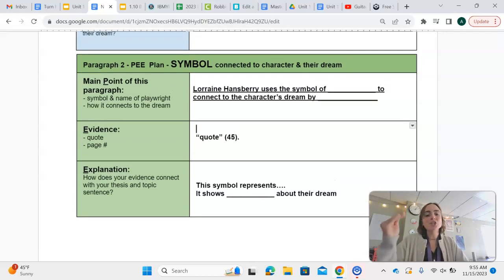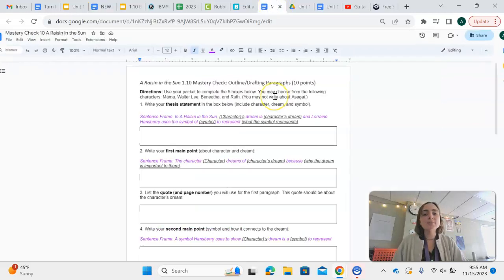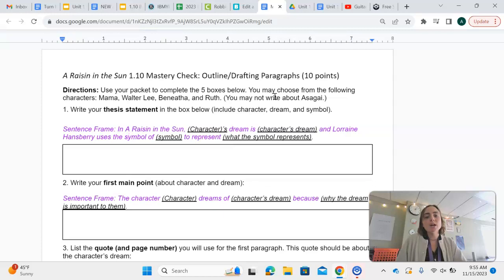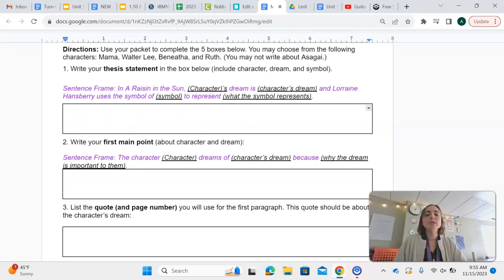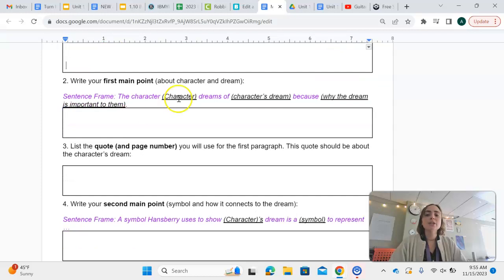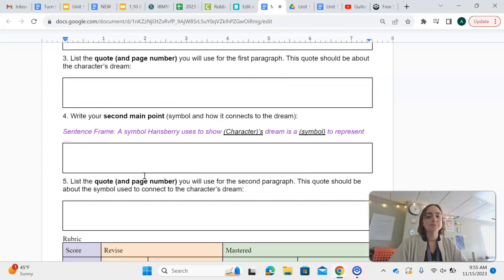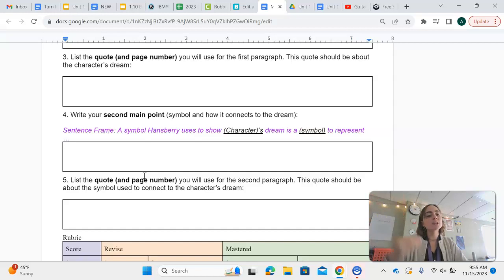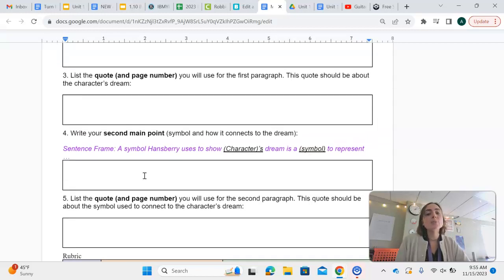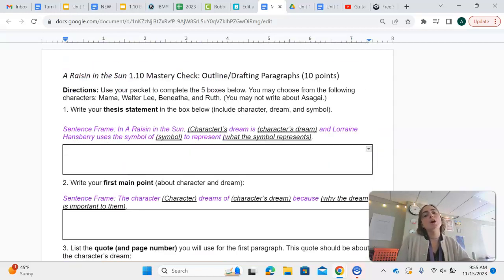So after you've done the should do, which is outlining your paragraphs, I want you to go ahead and work on the 1.10 mastery check. This is on Schoology. It's a Google Doc that you'll be filling out. You're going to be typing up your thesis statement, your main points, and your quotes. So this mastery check is really to make sure that you are on the right track with your summative, that you have a solid, strong thesis statement, you have great evidence to support your points, and I'll be giving you feedback on this so that you know you're on the right track and that you're doing well for your summative. Let me know if you have any questions as you work on this, and good luck.